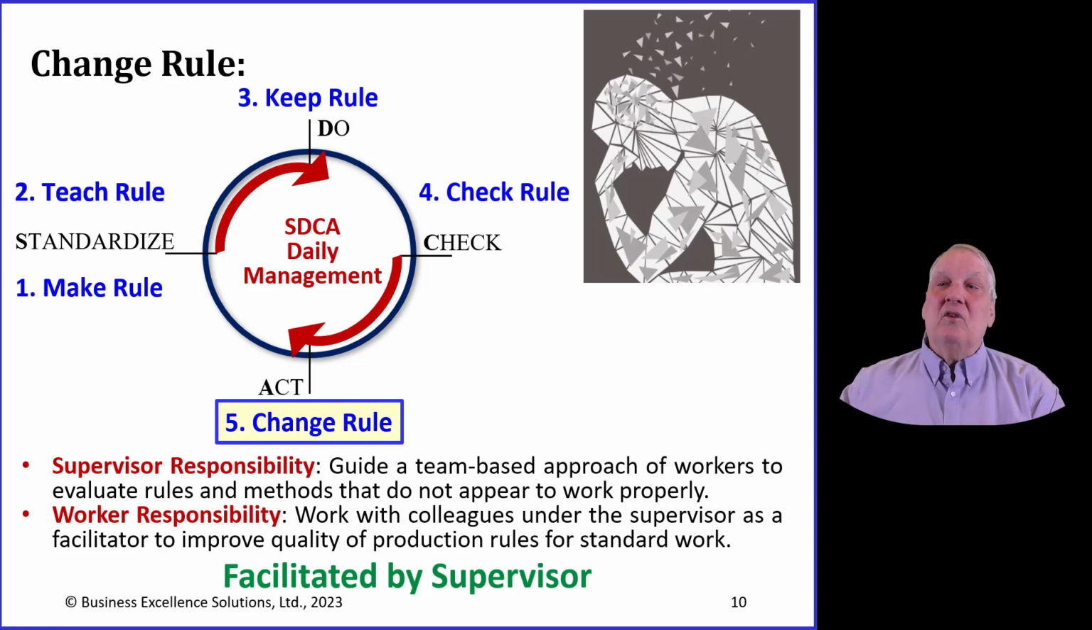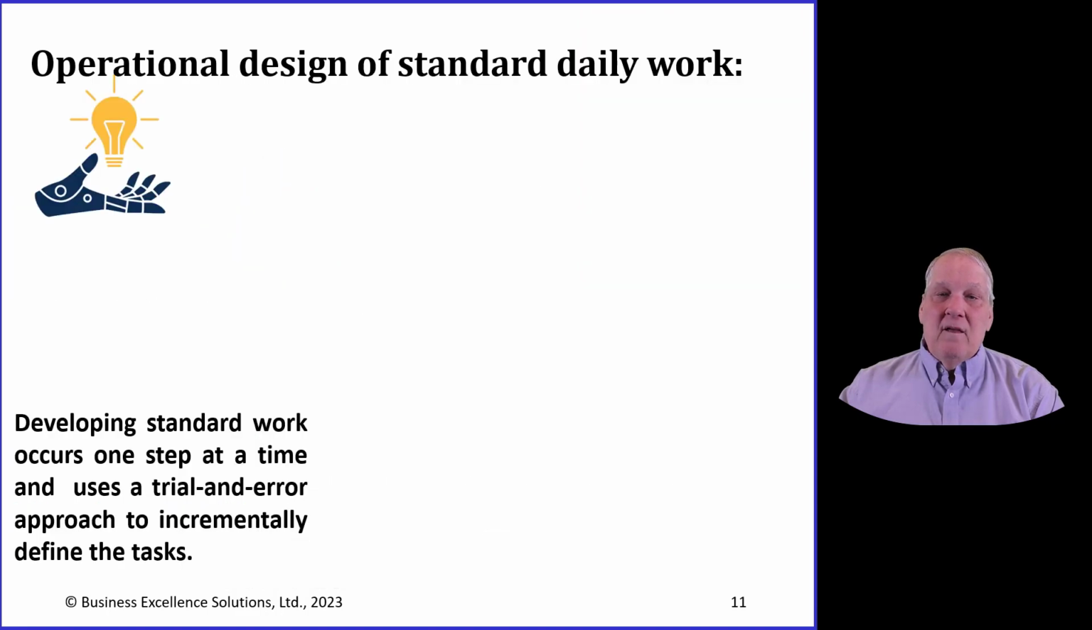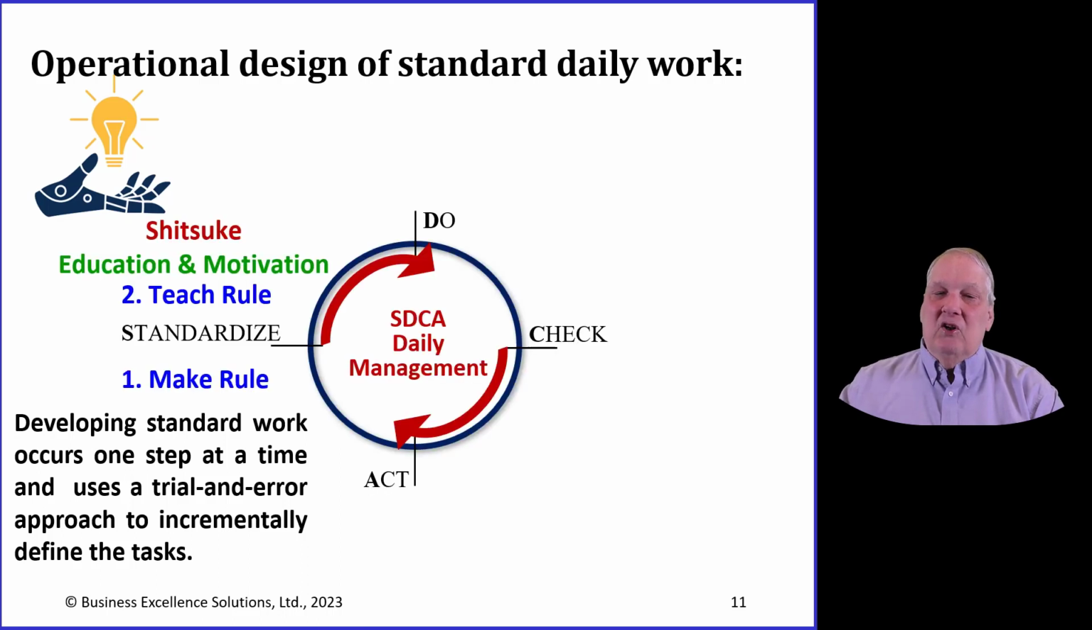So this is sometimes called the 5 R's. It was a process created at Sumitomo in Japan. So we see that there is this operational design of standard work. Developing standard work occurs one step at a time. It uses trial and error to incrementally define the tasks. So we begin with make the rule, teach the rule, and this is about what we call education and motivation. This is the 5th S in the 5S system, Shitsuke. It's not about just sustainment, it's about education and motivation.